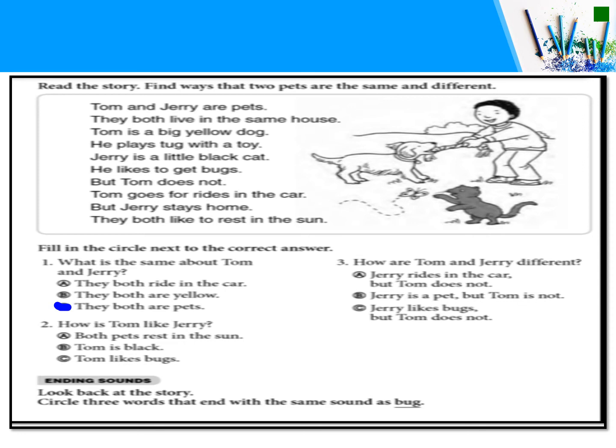Number 2. How is Tom like Jerry? Like Jerry means again similarities. Both pets rest in the sun. Tom is black. Tom likes bugs. So both pets rest in the sun.